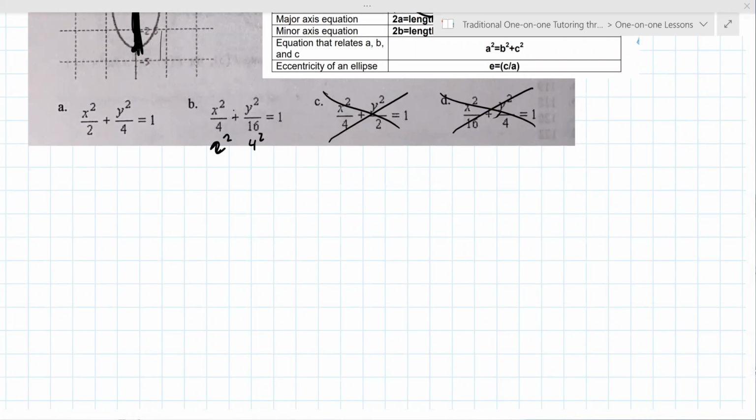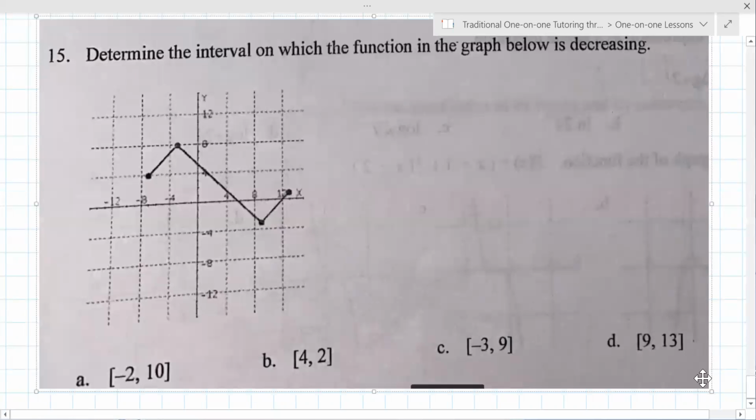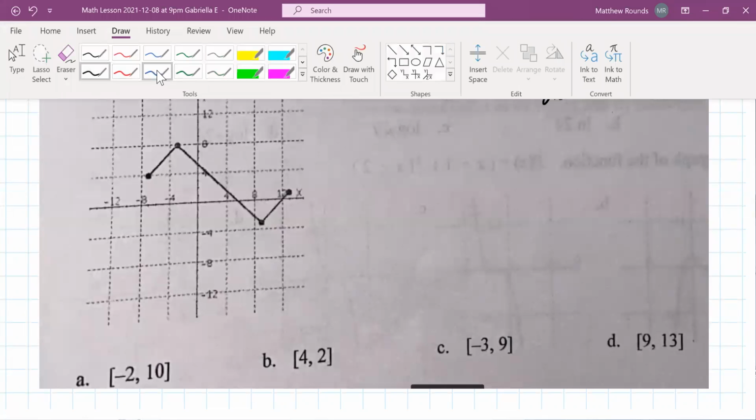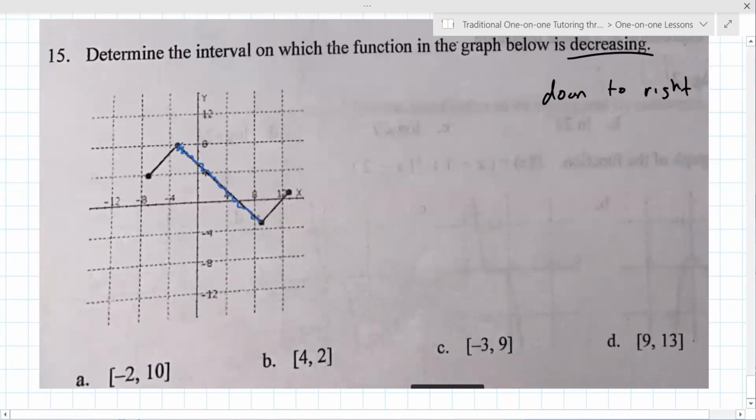And then we get one like 15, which is much easier to understand and do. So maybe spend more time on the ones that are more common to you. It's decreasing if it's going down and to the right. So you can see it's decreasing, and I'll switch colors here. It's decreasing along here. So we need the x value. The x value is, wow, it's really weird how poorly that's graphed. -3, and then it goes to, I'll say 9.